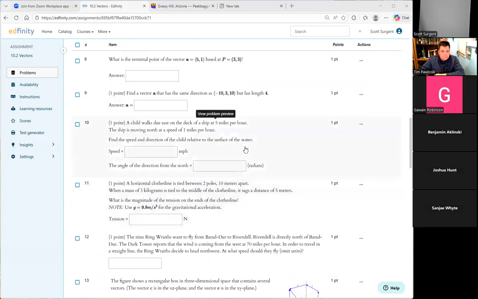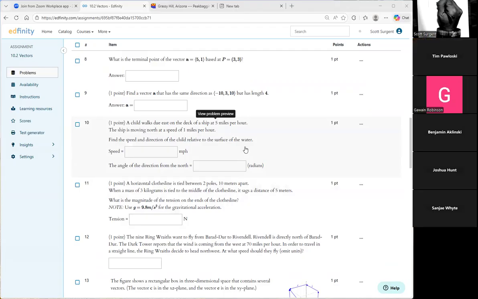So we got a horizontal clothesline. It's tied between two poles 10 meters apart. A mass of 3 kilograms is tied to the middle. It's going to cause it to sag, and it sags a distance of 5 meters. That's quite a bit.